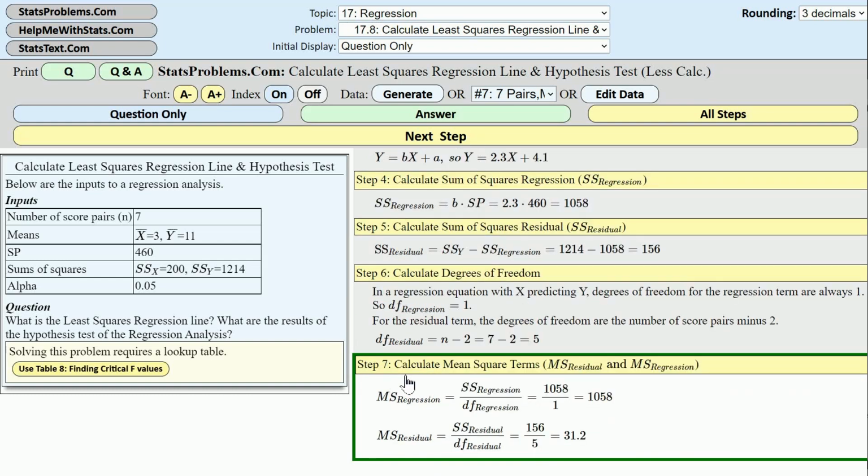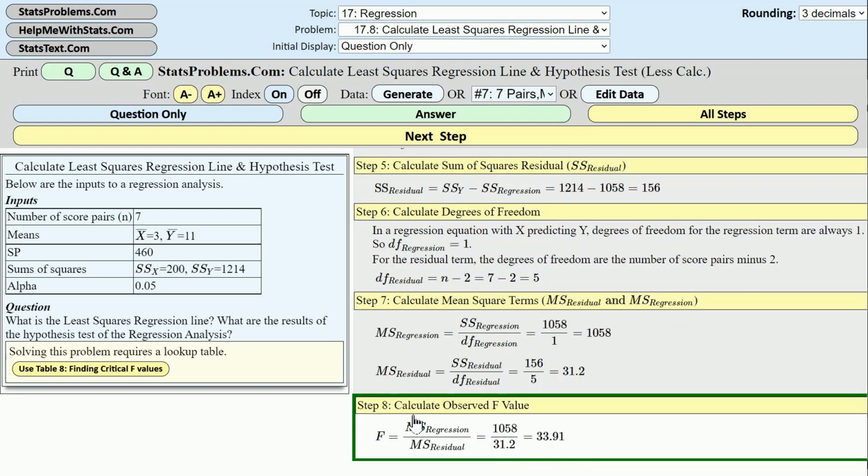In Step 7, we calculate the mean square terms, ms residual and ms regression. The mean square regression, ms regression, is equal to the sum of squares regression divided by the degrees of freedom regression, df regression. In this example, ms regression equals 1058 divided by 1, which works out to 1058. The mean square residual, ms residual, is equal to the sum of squares residual divided by the degrees of freedom residual, df residual. In this example, ms residual equals 156 divided by 5, which works out to 31.2.